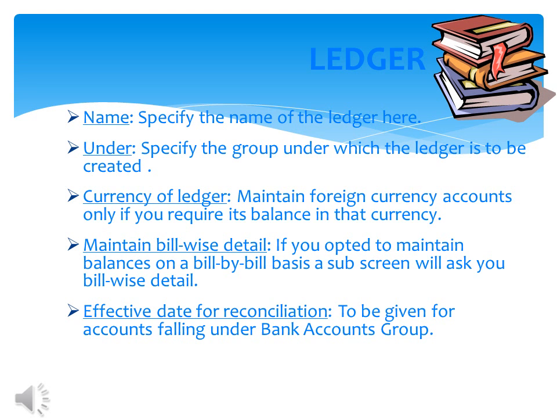Ledger name. Specify the name of the ledger here. Under, specify the group under which the ledger is to be created. Currency of ledger. Maintain foreign currency accounts only if you require the balance in that currency. Maintain bill-wise detail. If you opted to maintain balances on a bill-by-bill basis, a subscreen will ask you for bill-wise detail. Effective date for reconciliation, to be given for accounts falling under the bank accounts group.